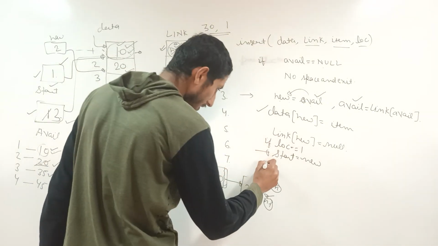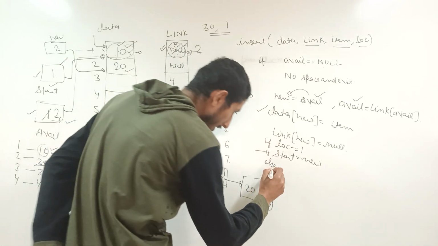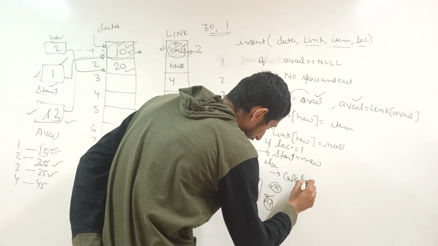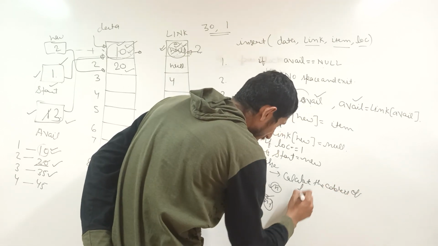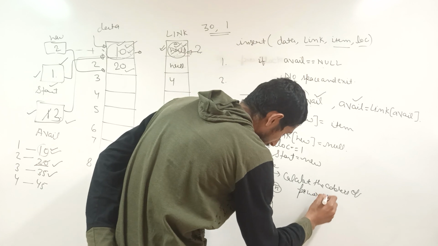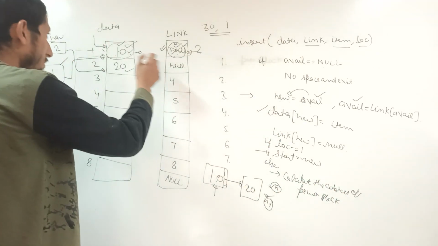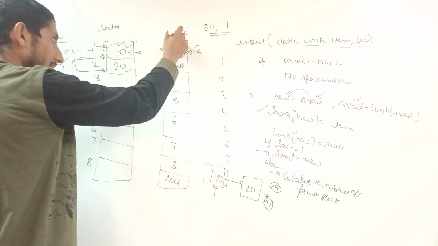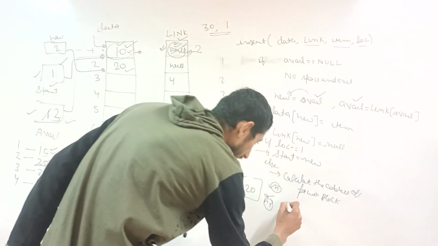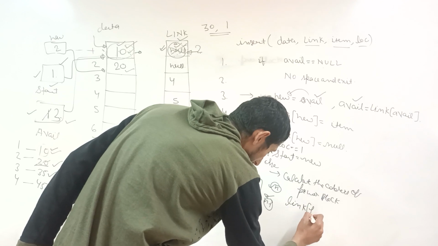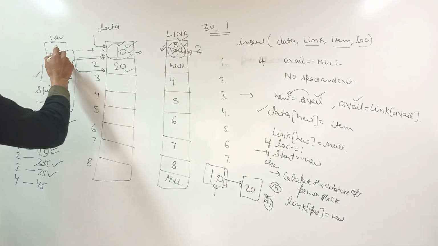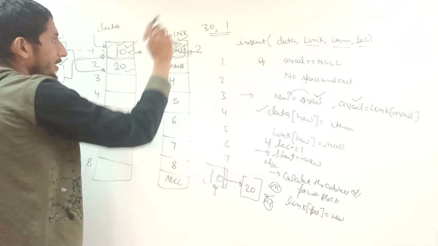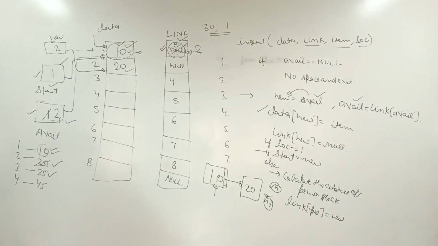So we have to write something in the else part. In the else part we can write: calculate the address of the previous block. And the moment I calculate the address of the previous block, I have to update the link part of this one. So link of pre equals new. What is the value of new? The value of new was 2. It means I will put 2 here. Are you following this? That is quite easy. That is 35. So the next block is 35.